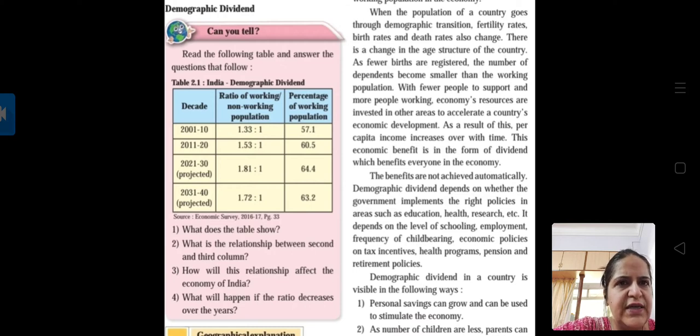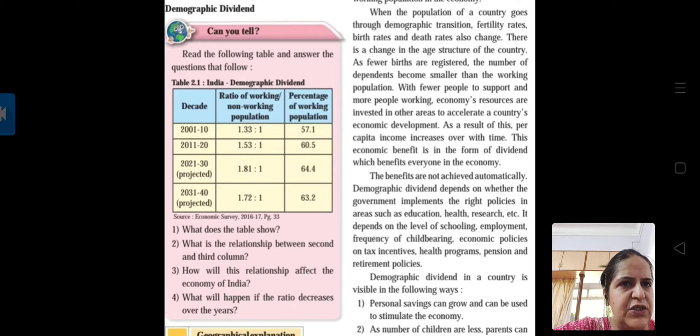If you look at the second section, you will see the ratio of working to non-working population. The ratio of working population is 1.33 towards the non-working population, that is 1. So the non-working population is stagnant, it's 1. And look at the ratio of working population. It is increasing, and in 2031 there is a decline.